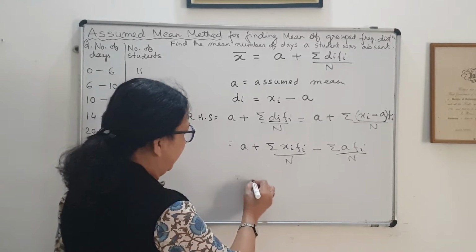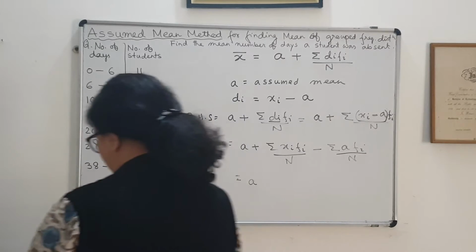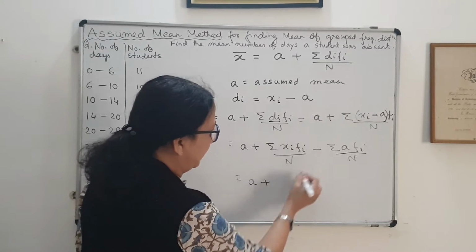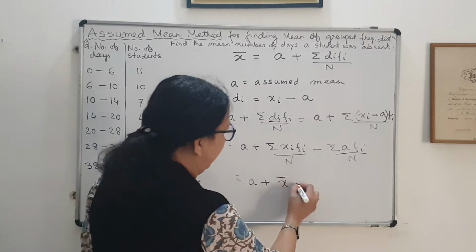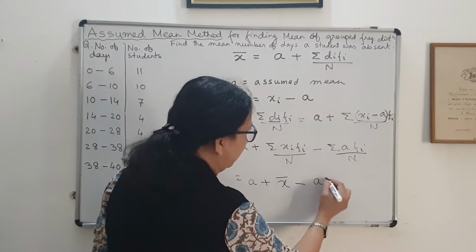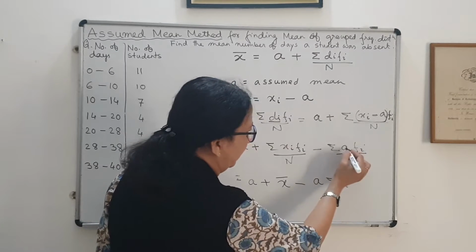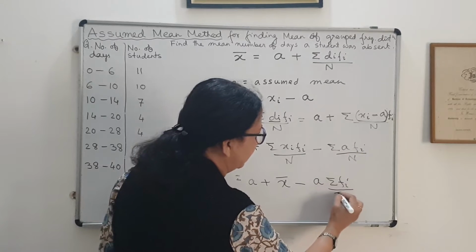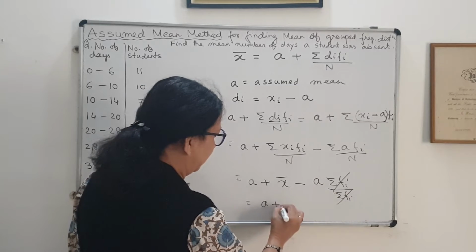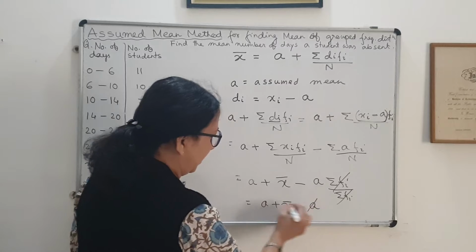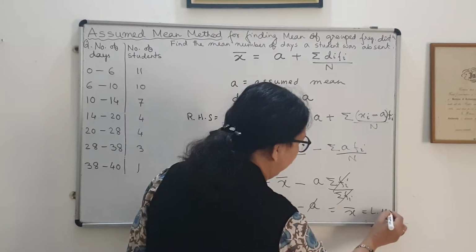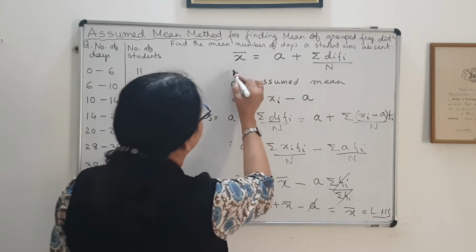So the next step, A plus. Now what is this? By basic definition, by the direct method, this is nothing but the mean. And here A is a constant, so it will come out of the sigma sign. Sigma fi is left, A is taken out, and n is nothing but sigma fi, as I have told you. So these two get cancelled. So in the last step, A plus x bar minus A. So these A's get cancelled. We are left with only x bar, and that is your left hand side. So this formula is valid.